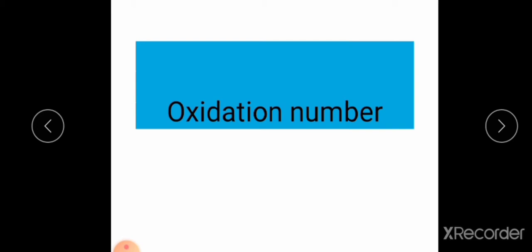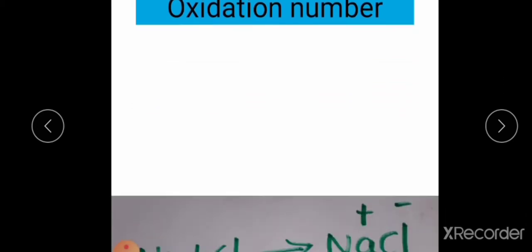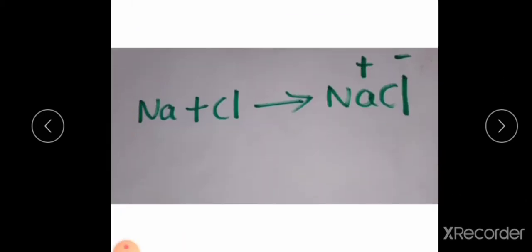As I told you, ionic bonding is a reaction between metals and non-metals. Here, transfer of electrons takes place. After the chemical reaction, the metal will get a positive charge and the non-metal will get a negative charge. Here you can see the example: reaction between sodium and chlorine. After the reaction, you can see the compound, sodium chloride. Here sodium is the metal and chlorine is the gas, that means the non-metal. So in the compound, the metal gets a positive charge and the non-metal gets a negative charge.